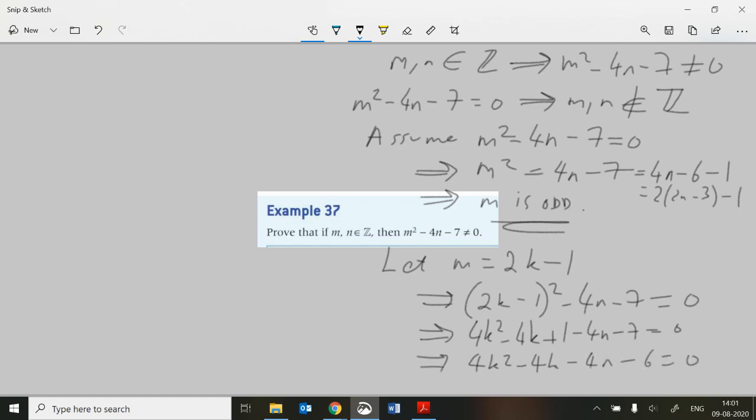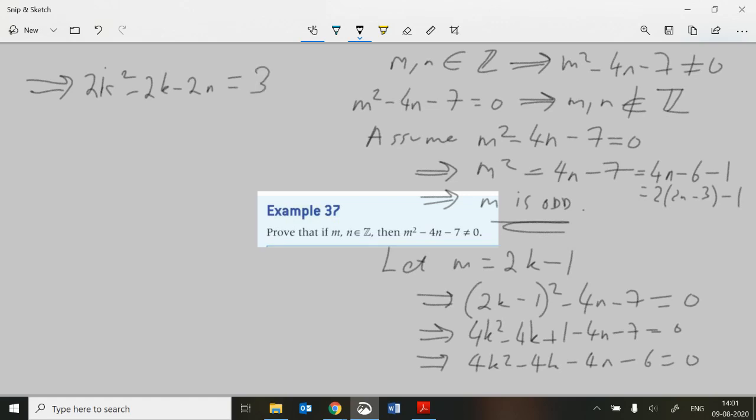At this stage, I'm not really sure where to go, to be honest, but I can see that everything has a factor of 2. So my next line, I would divide everything by 2. So 2k squared minus 2k minus 2n minus 6 equals 0. And I'm just going to take the minus 6, which, by the way, should have been minus 3 because I'm dividing everything by 2. Shows you that I shouldn't skip steps. Take the minus 3 to the other side to get plus 3.